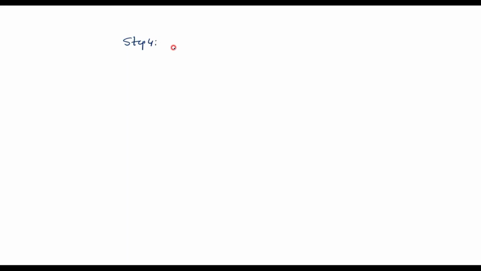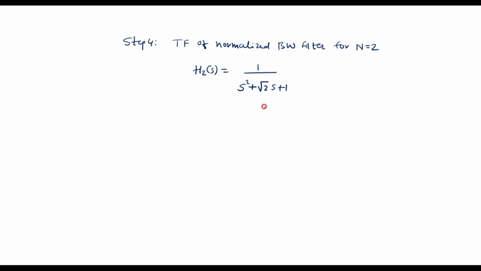That is step 4. Now we are supposed to write the transfer function of normalized Butterworth filter for order n is equal to 2. It can be represented, so it is given by H2 of s is equal to 1 upon s square plus root 2 s plus 1.